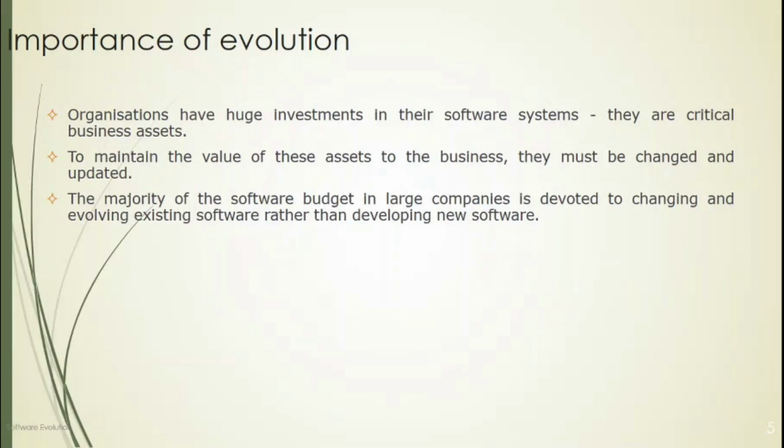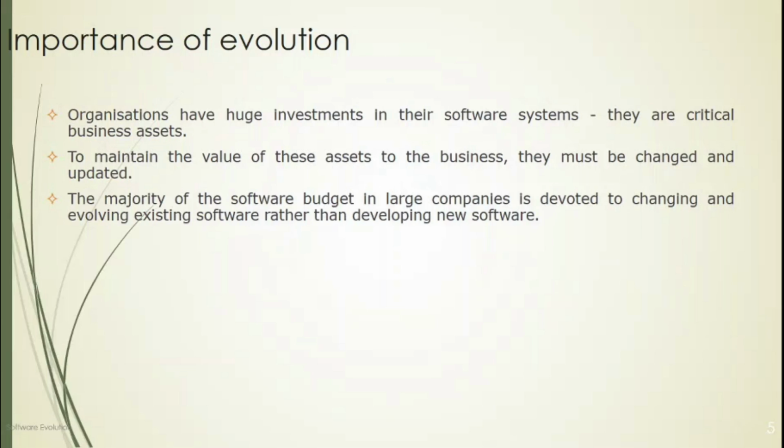The majority of the software budget in large companies is devoted to changing and evolving existing software rather than developing new software. You have seen that maintenance is always more difficult than purchasing any of the components. Even with a car, you purchase the car, but for maintenance as well as insurance alone, you have to pay 50 to 60,000 every year. So purchasing a car is not a big issue, but maintaining the existing car is very difficult.